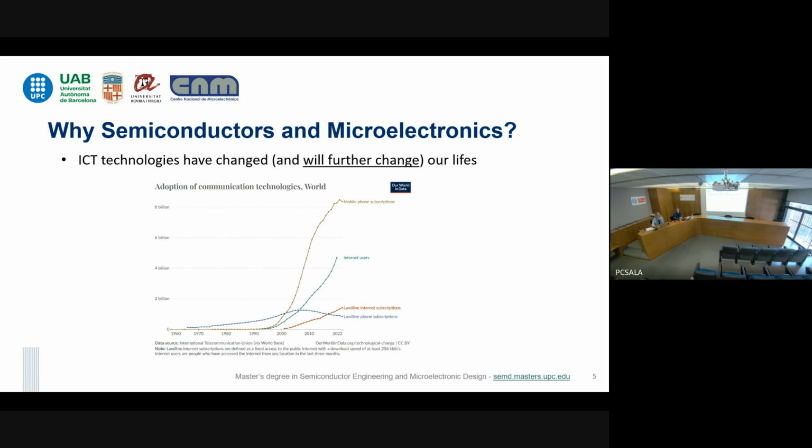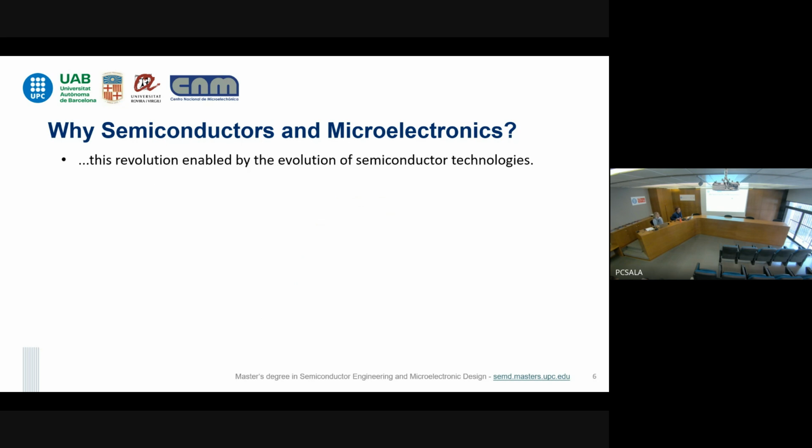Now we are starting the era of the Internet of Things, and further beyond, artificial intelligence, AI, which will revolutionize our lives in the future. That's for sure, and this is just starting. The thing is that behind all these revolutions that we are seeing is the evolution of the hardware. Semiconductor technologies are the enablers of these new applications that are transforming our lives.